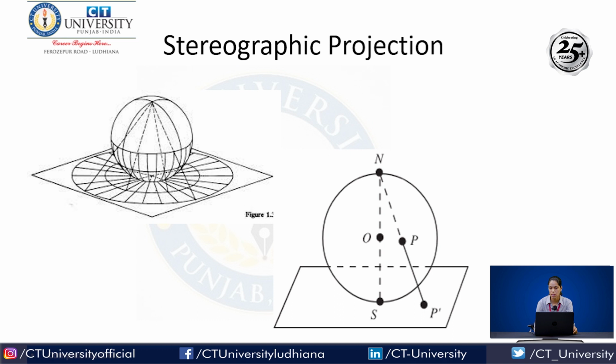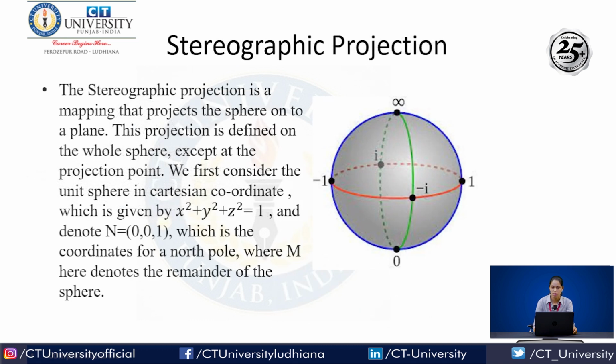Let's begin with N as the point, P dash is my point on the plane, and P is a point on the sphere, and the line joining these will give us the stereographic projection. So what is the stereographic projection? It is the projection mapping that projects the sphere on the plane. It may be taken as a point to point correspondence, or we can say a 1:1 correspondence of the plane and sphere. I can also describe the theorem for the stereographic projection in the next slide.